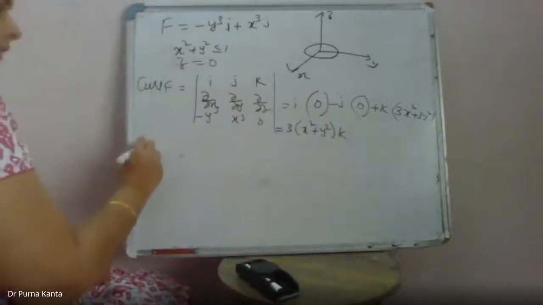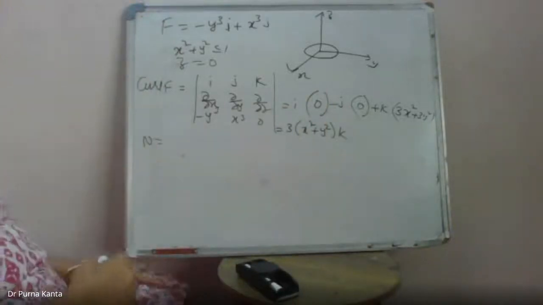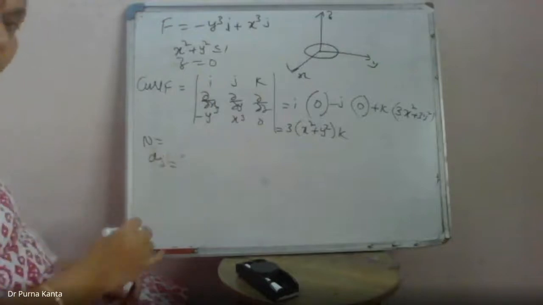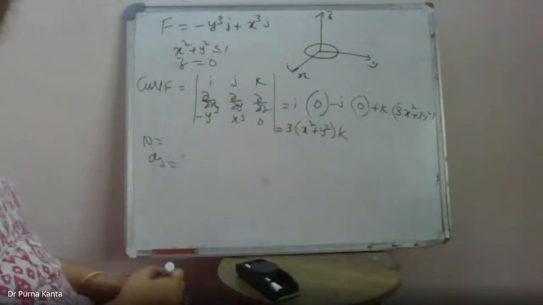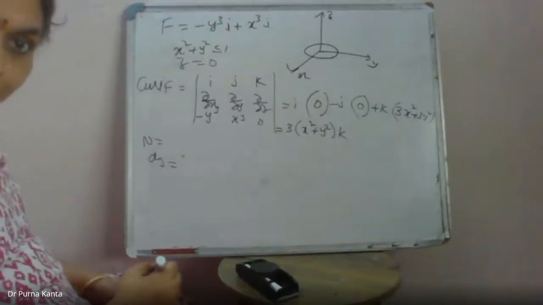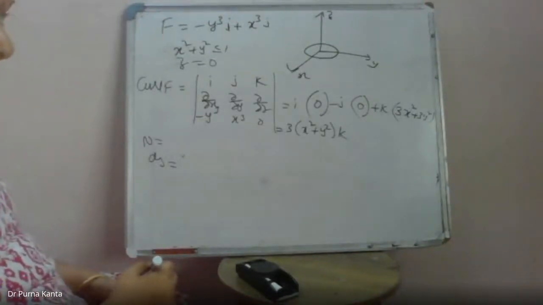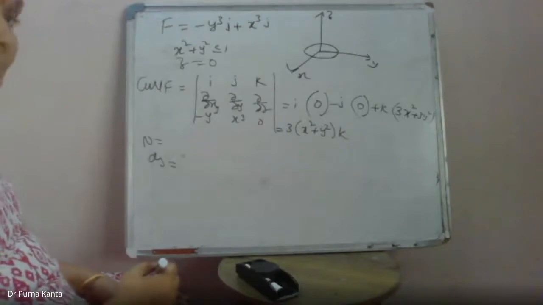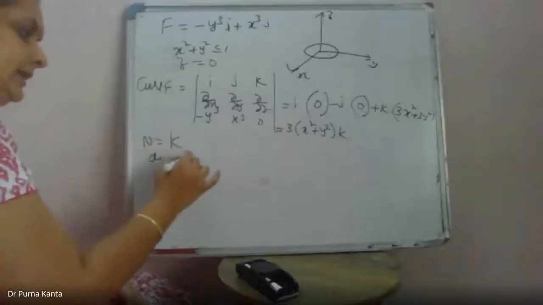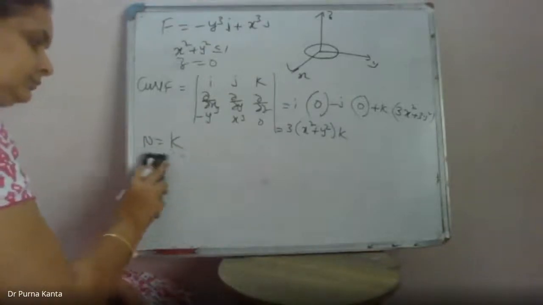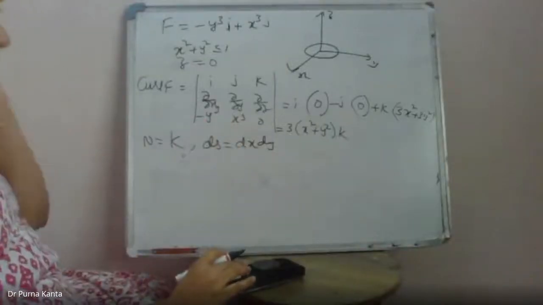So we need the value of n also. Can you tell me what will be the values of n in ds for this plate? N value. K, madam. N is equal to k. ds is equal to dx dy. N dot k is 1, so you can simply write it as dx dy.